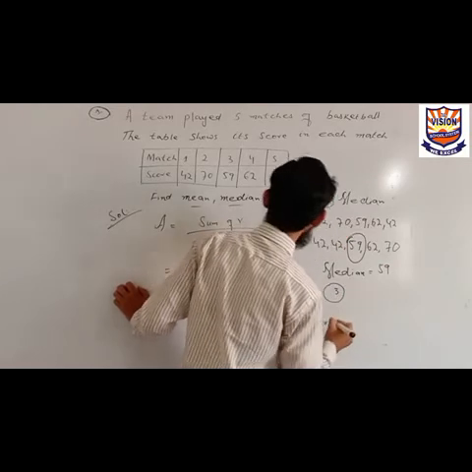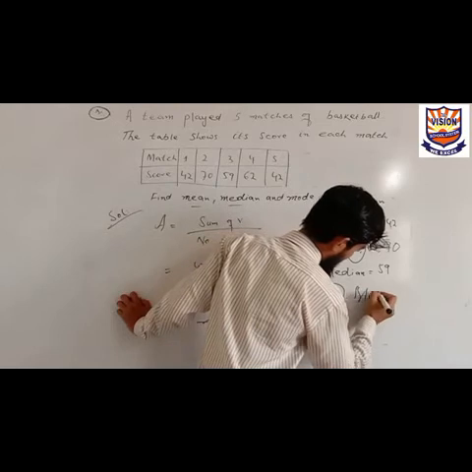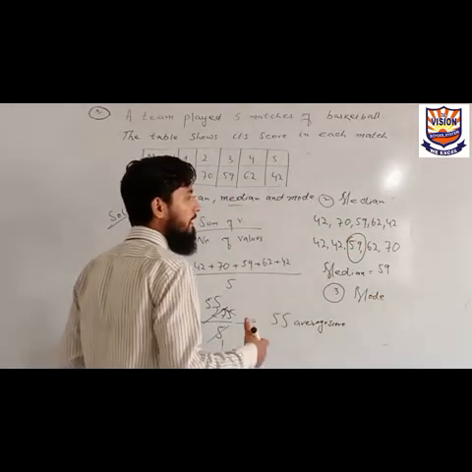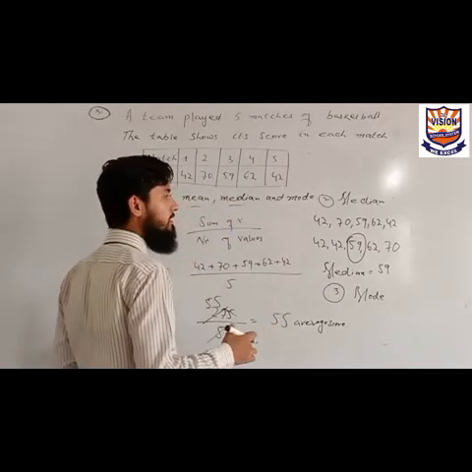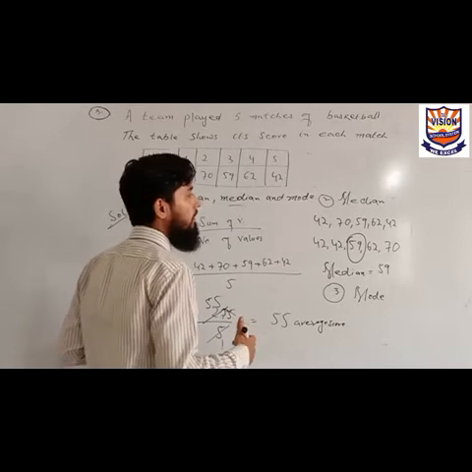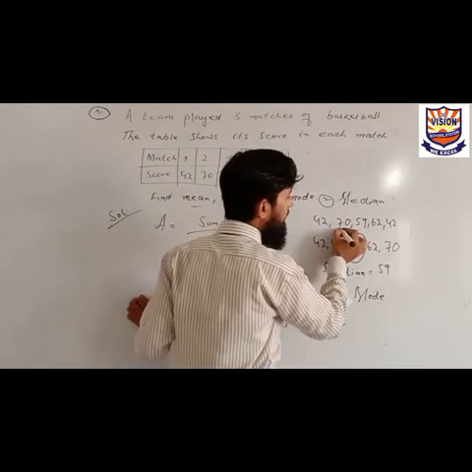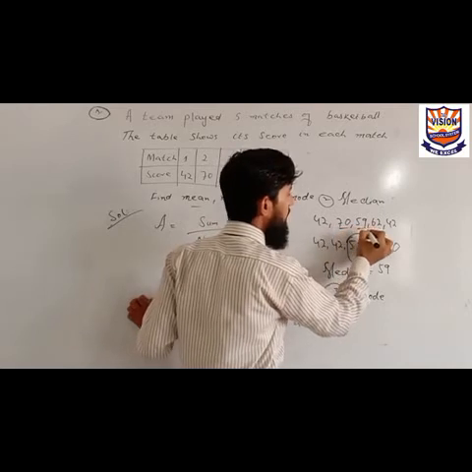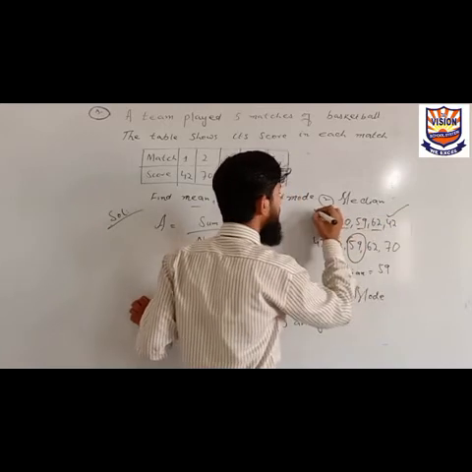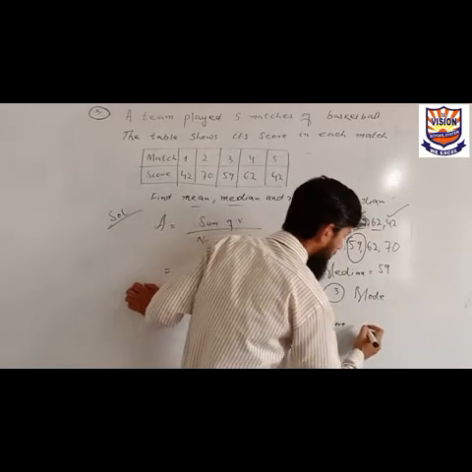Now we will calculate mode. The third property is mode. As we know, mode is the number that frequently occurs in a data set, or the number that is written many times in a data set. So here 70 is one time, 59 is one time, 62 is one time, but here we can see 42 is two times. So the mode for this data set will be 42.